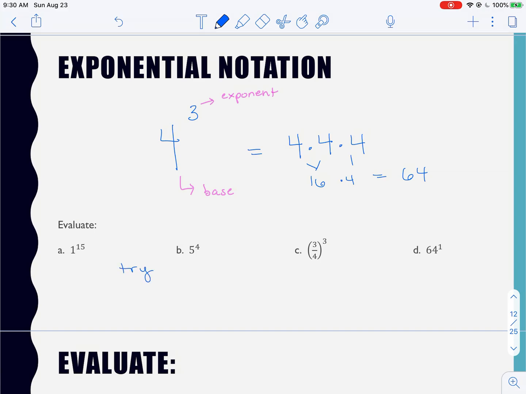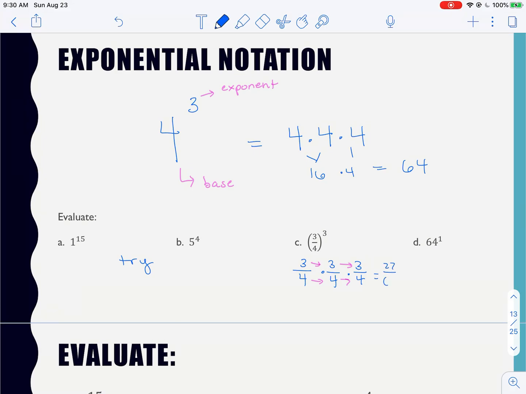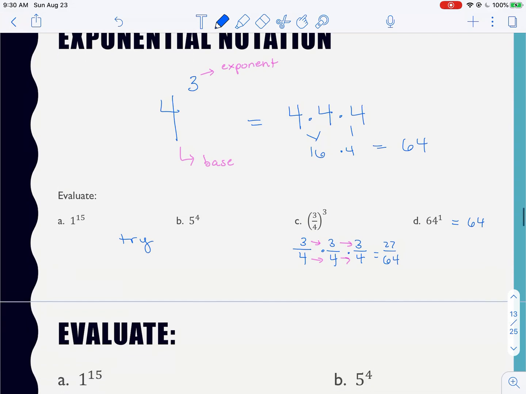So you guys can go ahead and try A and B. You can check your work against the finished notes. If it's a fraction, it works the same way. This would be 3/4 times 3/4 times 3/4. And again, when you're multiplying fractions, you multiply straight across the numerators, straight across the denominators, and this would be 27 over 64. 64 to the 1st power, well, we're just going to take 64 and multiply it one time. Well, that's just 64.